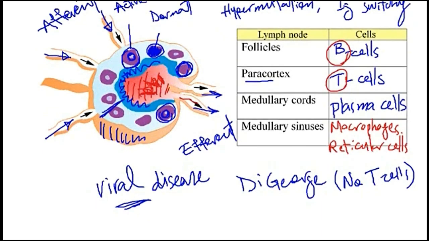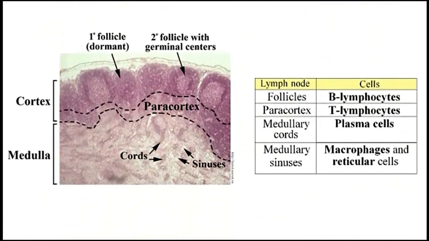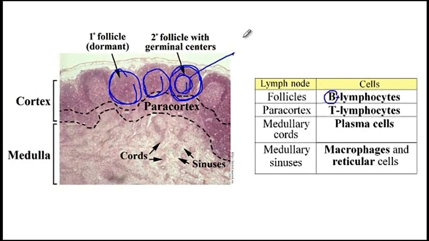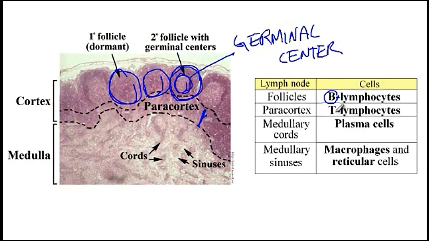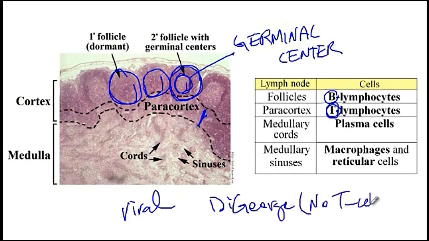Now that we've covered this, let's go over the actual histology of a lymph node and repeat everything that I just explained. So we have two types of follicles: primary follicles like this, which are dormant and have not undergone maturation, versus secondary follicles where the B cells have undergone maturation and thus form the germinal center right here. So this is called the germinal center. And then the region between the medulla and the follicles is called paracortex, and it contains T lymphocytes. So if someone has a viral disease, the paracortex will be enlarged, versus if someone has DiGeorge disease, which has no T cells, then this region will be underdeveloped.